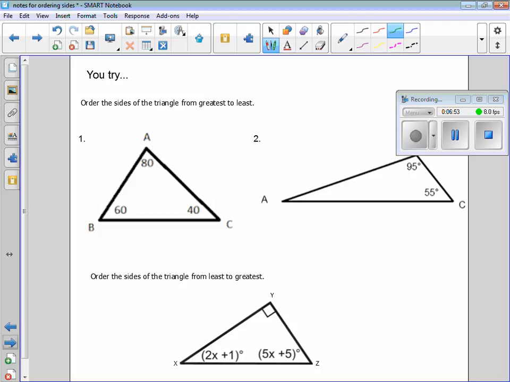You should have completed these 3 questions now. Looking at number 1, the order of your sides, going from greatest to least, is BC, then AC, then AB.